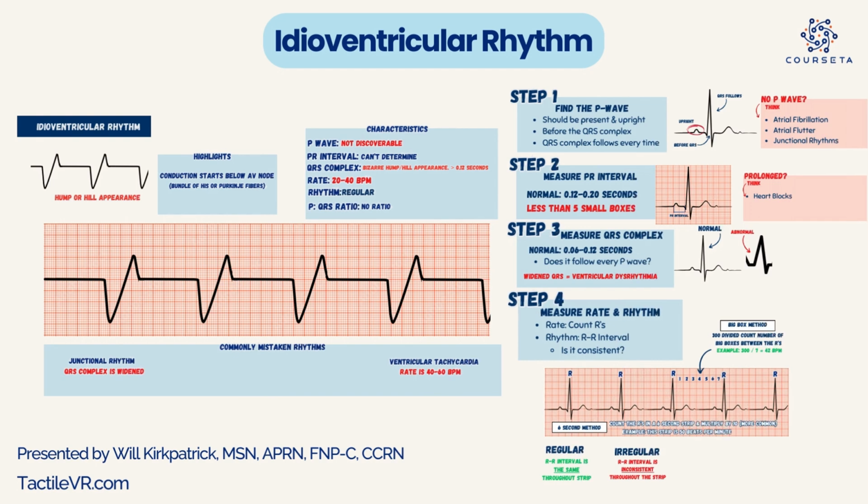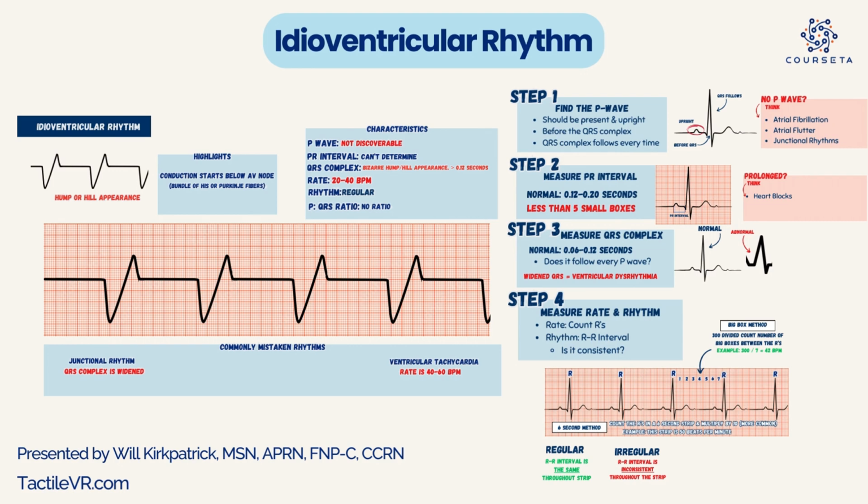All right, so an idioventricular rhythm is characterized by a non-discoverable P wave, a widened QRS complex, and a rate of 20 to 40 beats per minute. Now, compared to your other ventricular rhythms, you notice that these rates are most likely high, of course, with ventricular tachycardia. But in this case, with idioventricular, the rate is slow. So this is what an example of an idioventricular rhythm looks like.